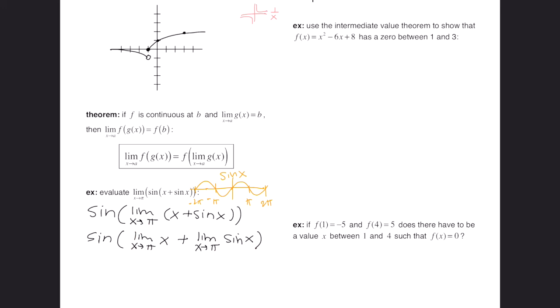To evaluate this, we can look at the graph. For the sine graph, as you approach pi from the left and the right, you can see that from both sides you're approaching a height of 0. So we get sine of pi plus 0, or just sine of pi. So our final answer is 0.